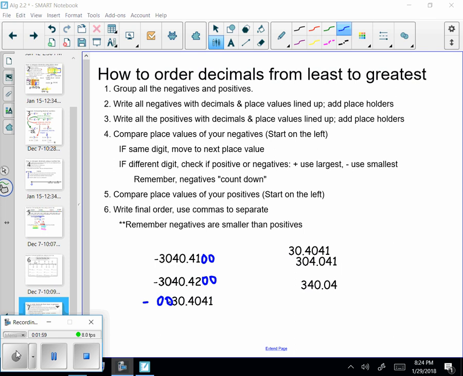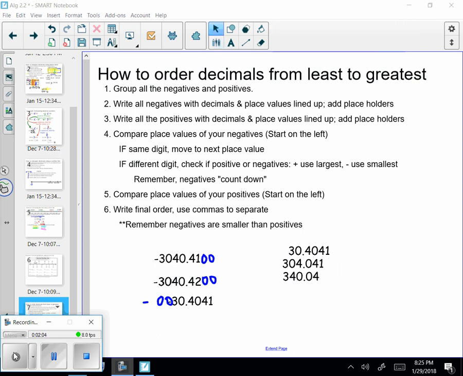Now we need to do the same thing with our positives. First, I'm going to line up the decimal. Next, I'm going to add placeholder zeros so that everything has the same number of digits. My largest number of whole number digits is 3, so I'm going to add a 0 to the first number. My largest number of decimal digits is 4, so I'm going to add placeholder zeros to the second and third.